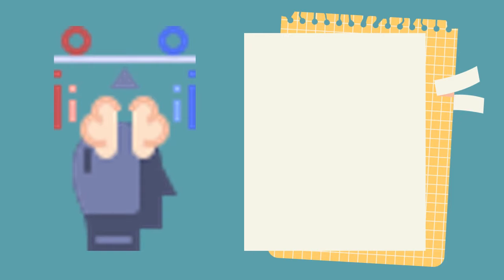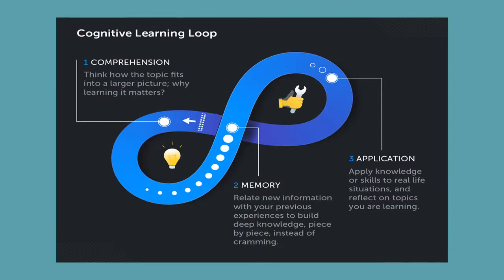And number three, we have application. Cognitive learning strategies help you apply new information or skills in life situations. They encourage you as you continue to develop problem-solving skills. Here is our cognitive learning loop.